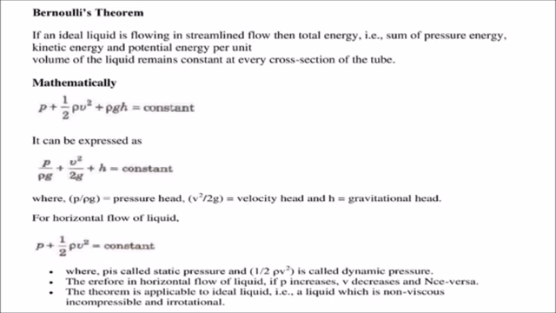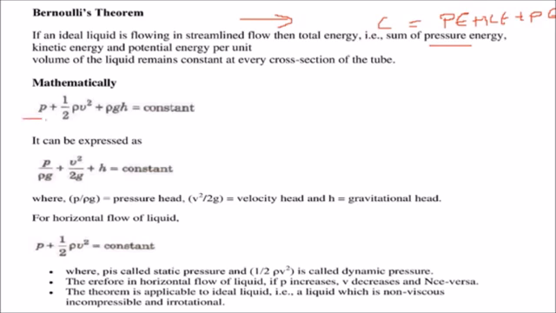Bernoulli's theorem. If an ideal liquid is flowing in streamlined flow, then the total energy, that is the sum of pressure energy plus kinetic energy plus potential energy per unit volume of the liquid, remains constant at every cross section of the tube. So you can write it mathematically.